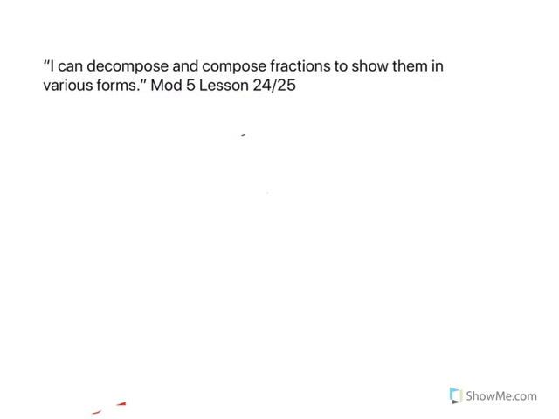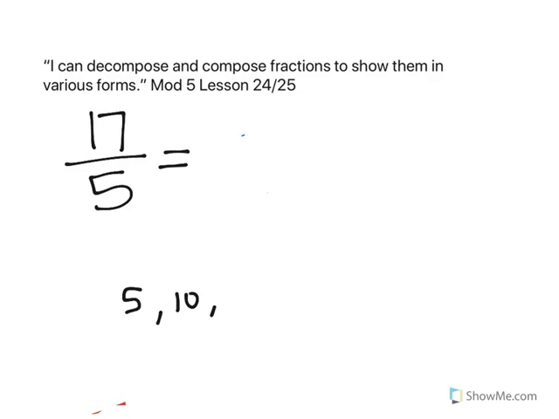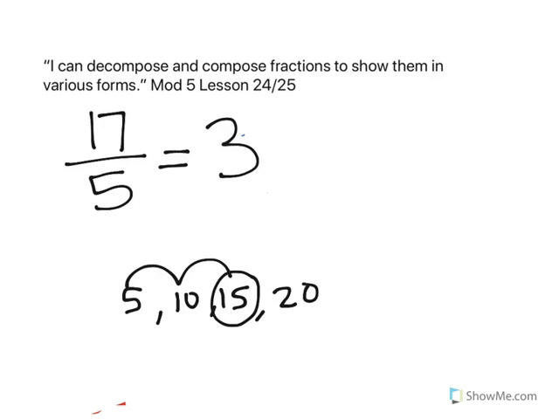All right, next one, 17 fifths. That's an improper fraction. I want a mixed number. Okay, so how many times can 5 go into 17 without going over? 5, 10, 15, 20. So it can only go here, which would be 1, 2, 3 times. How many is left over? If I'm at 15 and I need to get to 17, well, that would be 2, and my unit is fifths. So the answer would be 3 and 2/5.